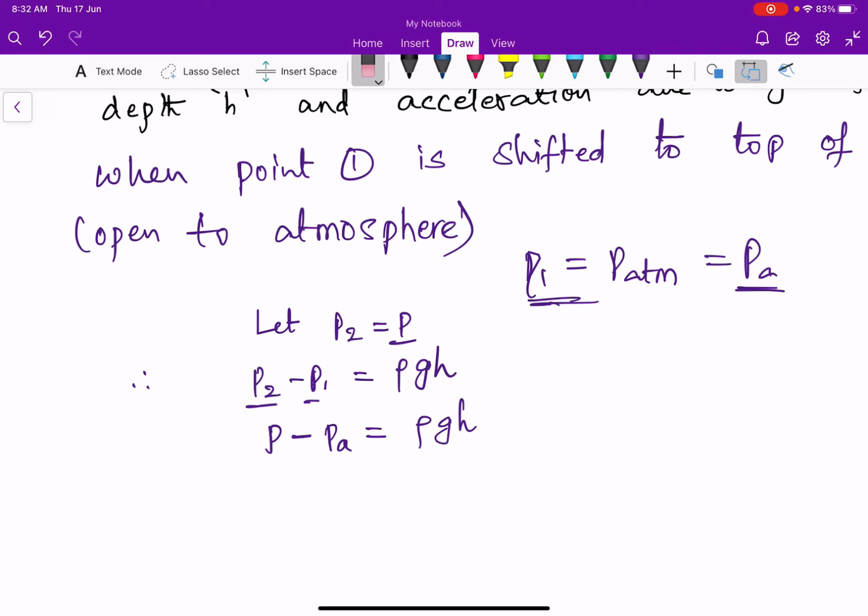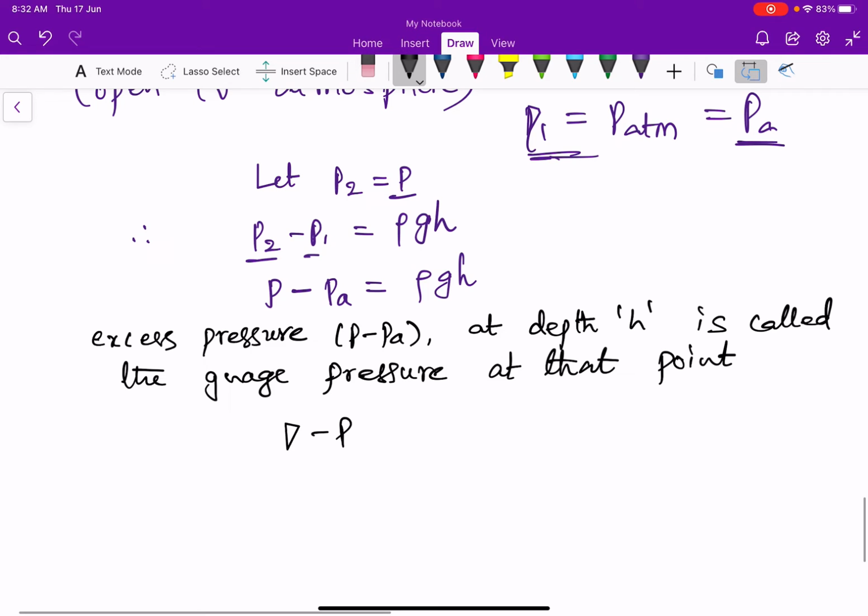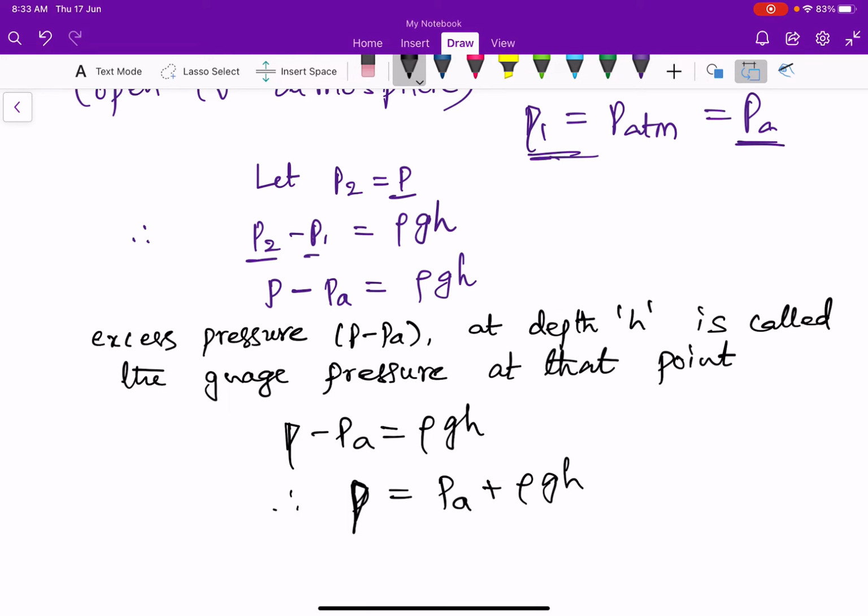So here P minus PA is the excess pressure, a difference of pressure. P minus PA is the pressure difference or excess pressure at depth h. This excess pressure is called the gauge pressure at that point. Now P minus PA is equal to rho g h. Therefore, P is equal to PA plus rho g h. So here this P is called absolute pressure. So absolute pressure is equal to atmospheric pressure plus rho g h.